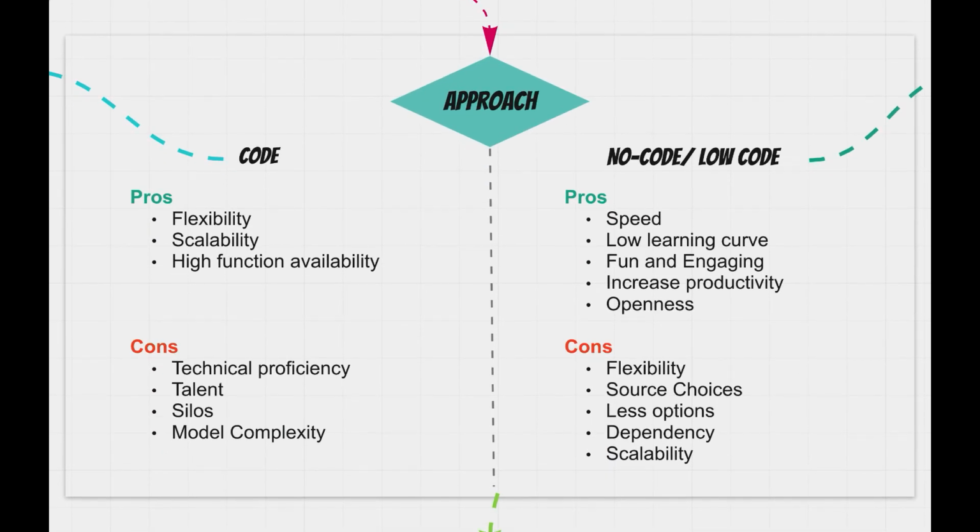The next one is choosing an approach. It can be a code or no-code approach. Both of these approaches have their own pros and cons. Code has high flexibility, a huge scalability scope, and high availability of functions that you can use. At the same time, it's very difficult to learn, and fewer people actually know how to write data science code, and talent acquisition is not that good, leading to the creation of silos inside the team. And again, the whole project or the model is so complex that non-technical people can't understand it.